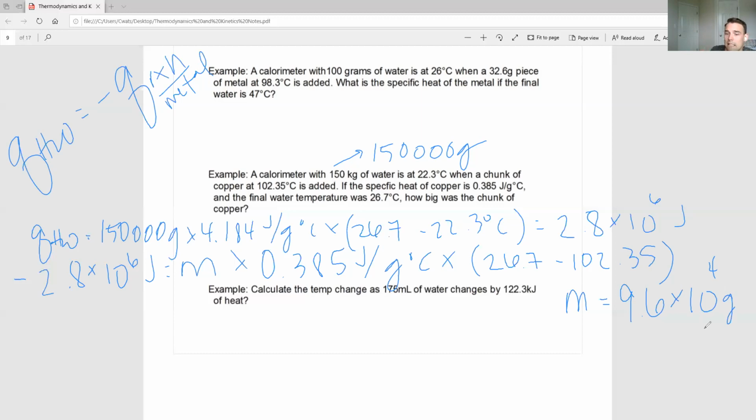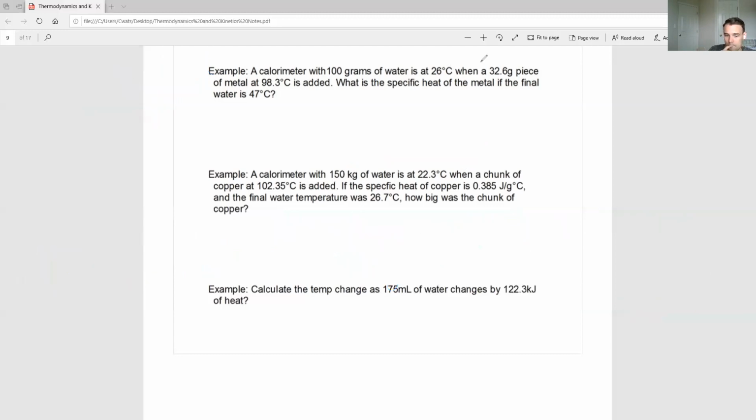So same idea with a calorimeter. I'm not finding the specific heat. In this case, I was finding how big is the metal. Okay. And then the last question here isn't really a calorimeter question, so I don't know why I put it here, but it's still good review.